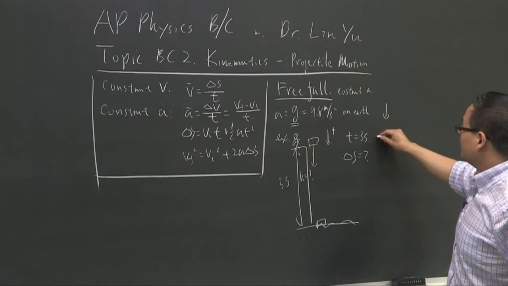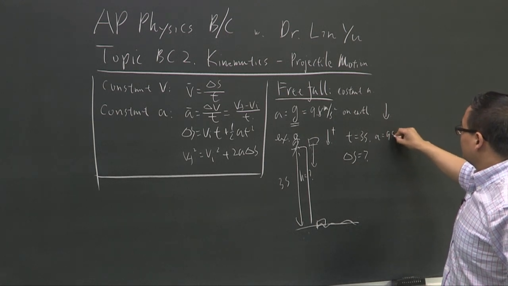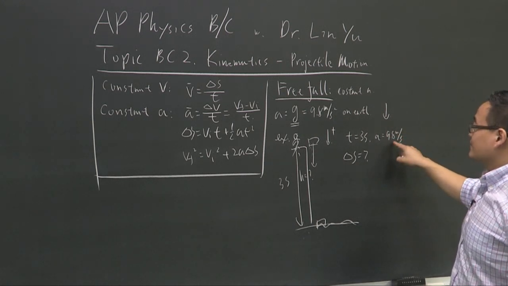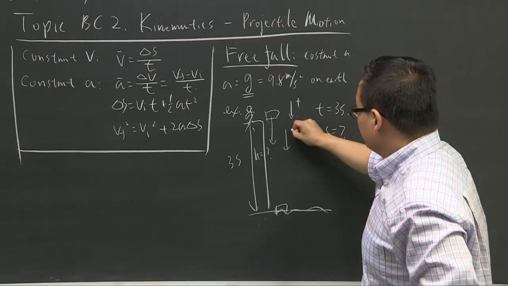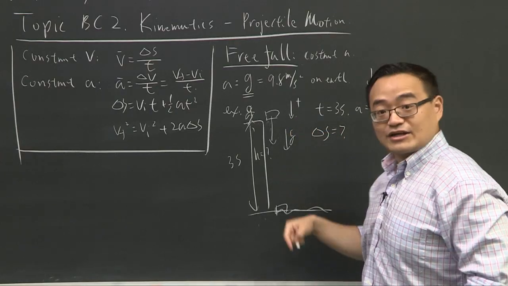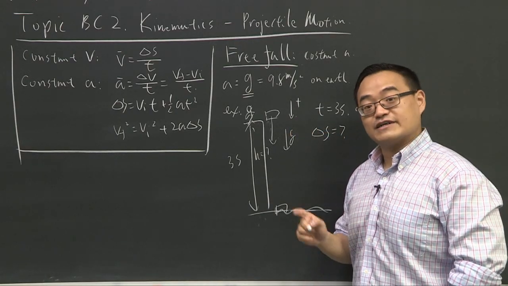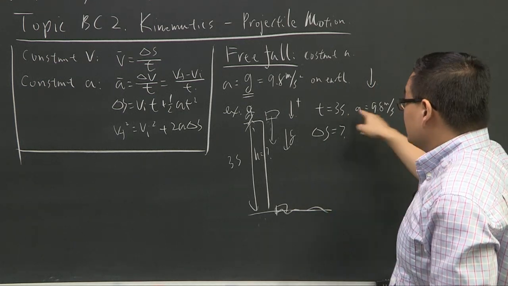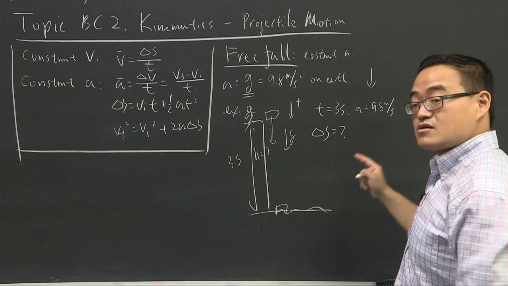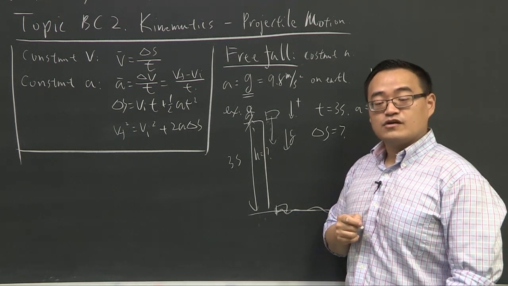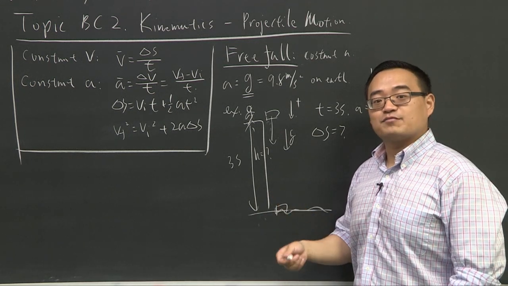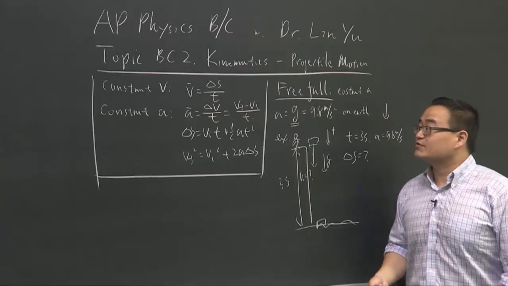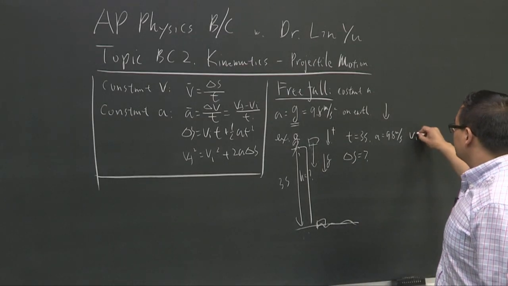In this case, I do know a, which is positive 9.8 meters per second squared, because a, or g, is going in the same direction defined as positive. So everything's cool, except I just have 2 things. What else is true? Do we know something else that's implied in this problem? Yes, we do. We know the initial velocity.